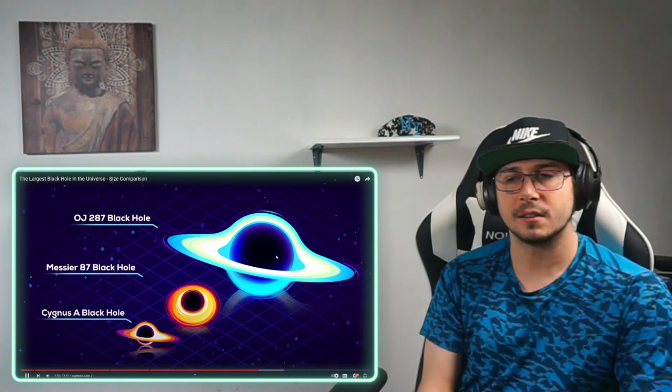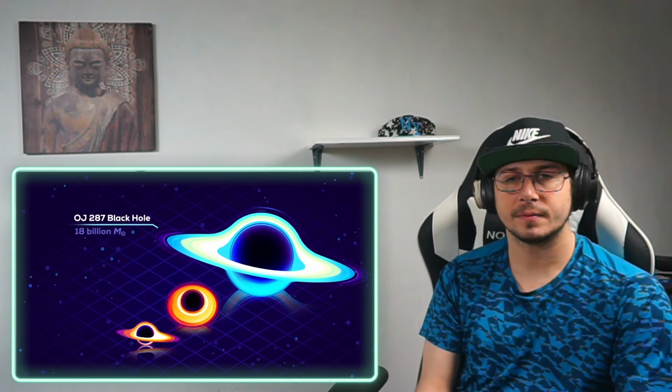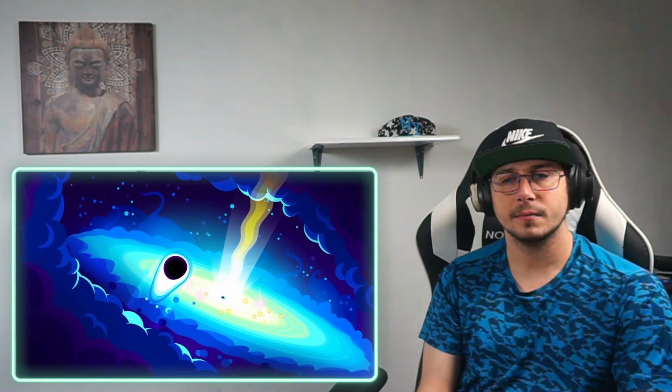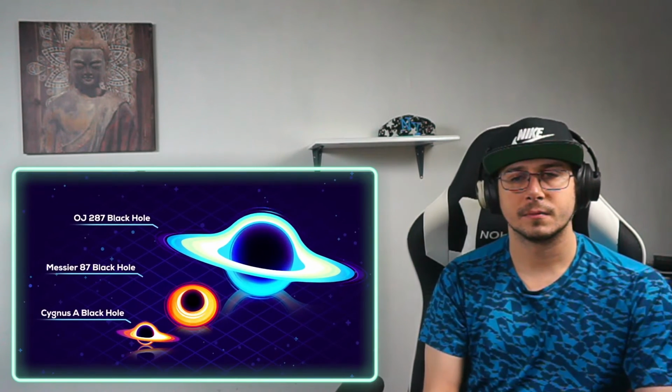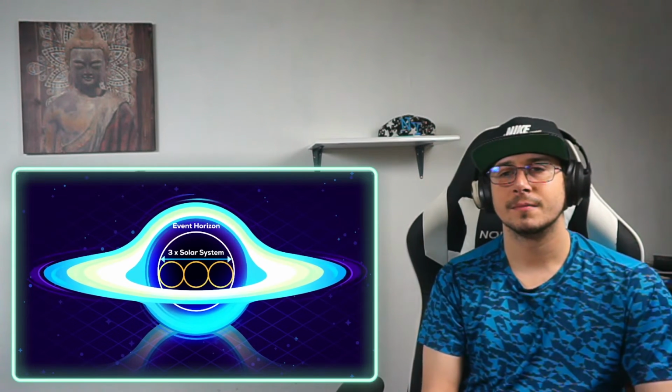The ultramassive black hole at the center of galaxy OJ 287 is 18 billion solar masses. It's so big that it has a supermassive black hole nearly 40 times larger than Sagittarius A* orbiting it. This thing defies imagination and is really hard to compare to anything. It can comfortably fit three solar systems side by side inside of it. Let's end this insane competition and get to the King of Kings.